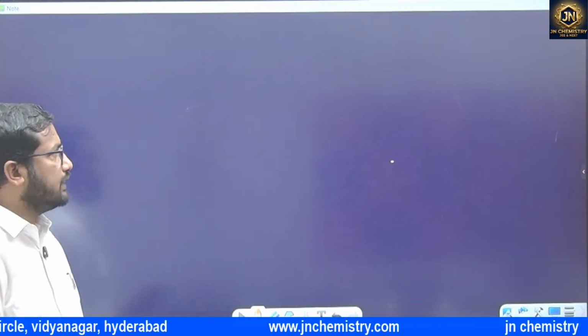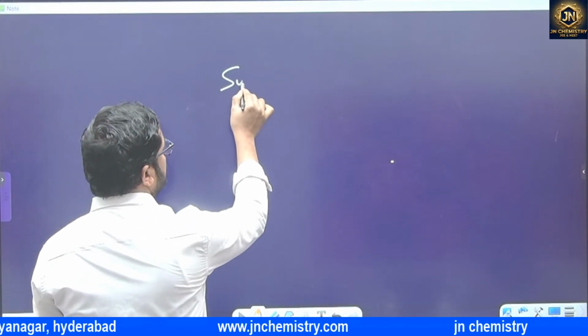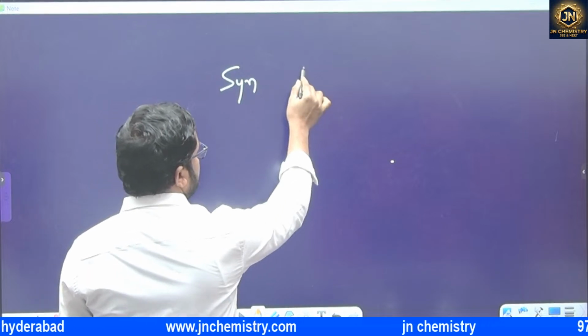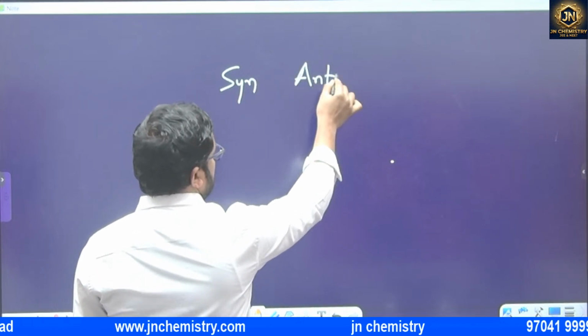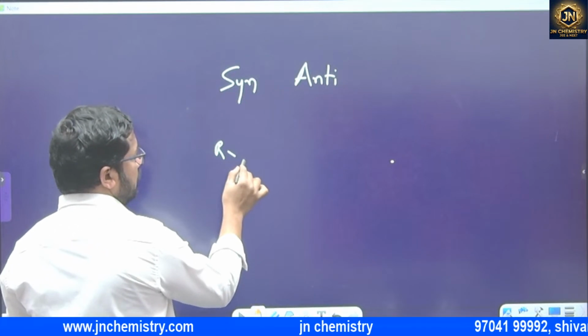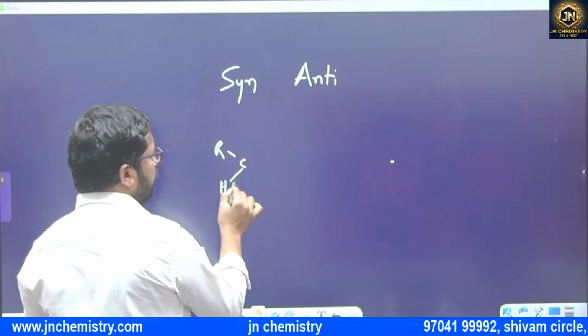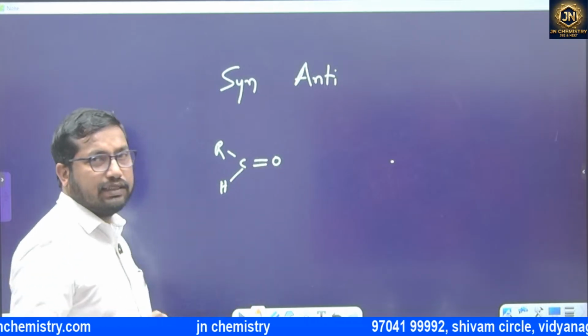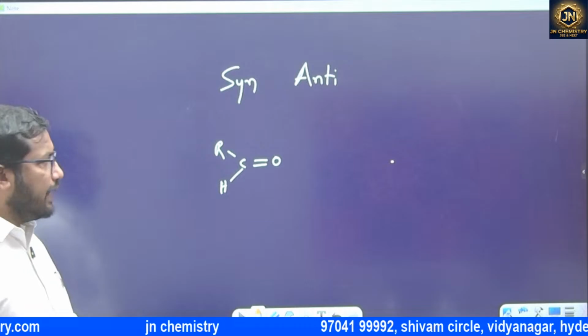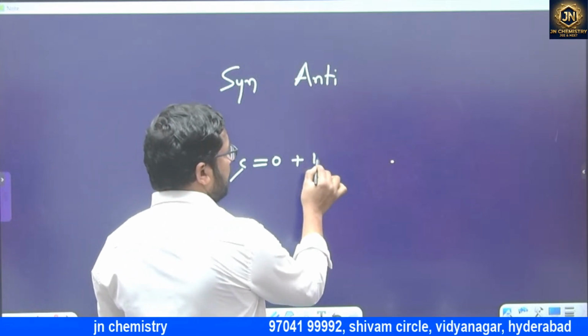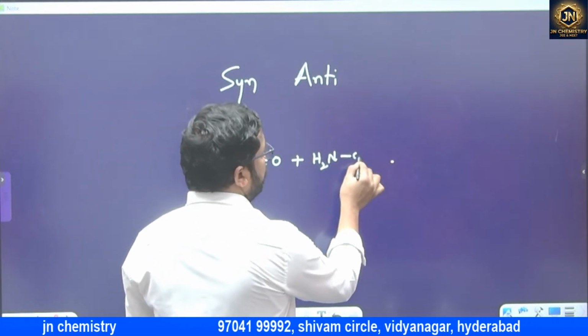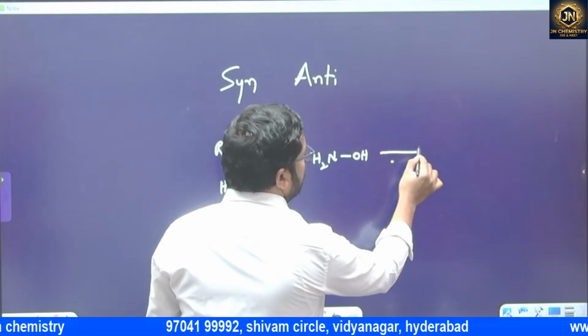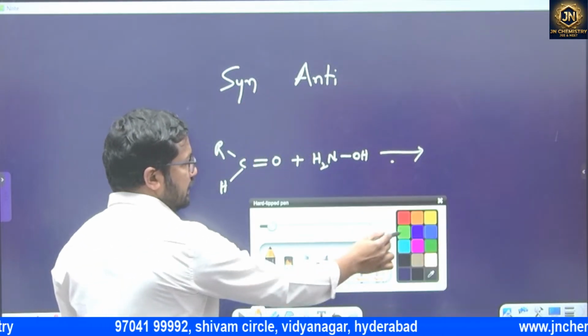Next, oximes, Nana. Syn and anti. So generally, aldehydes and ketones, when treated with hydroxylamine, NH2OH, what products will we get basically?